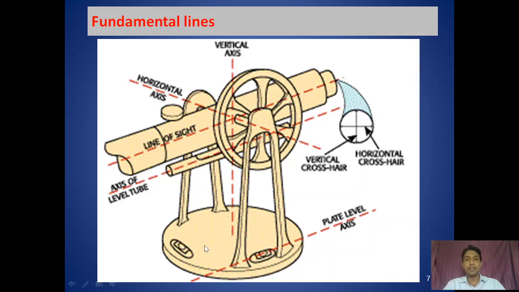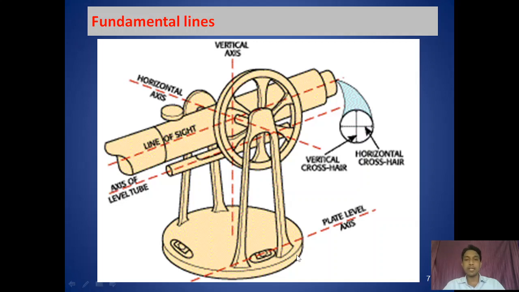Which are the five axes, the fundamental lines? Yes, first is vertical axis, second horizontal axis, third line of sight, that is line of collimation, then axis of level tube, and at last plate level axis. So you may note down these fundamental lines.